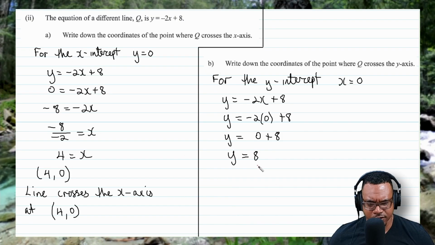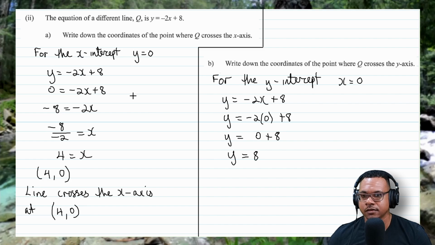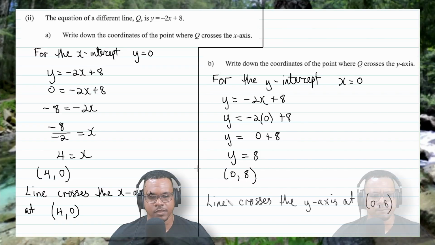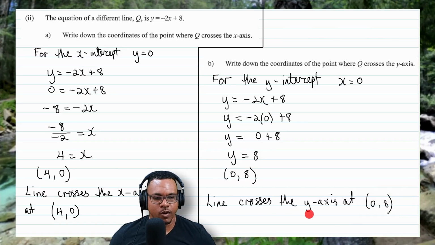And of course, writing it as a coordinate, the x component of the coordinate will be 0, and your y component will be 8. So that will be (0, 8), and that will be the y-intercept. So I just wrote out here that the line crosses the y-axis at (0, 8).